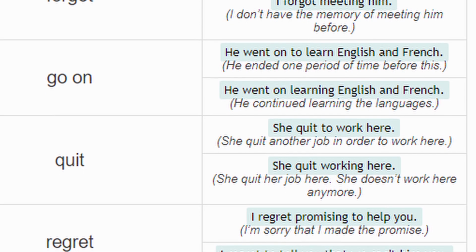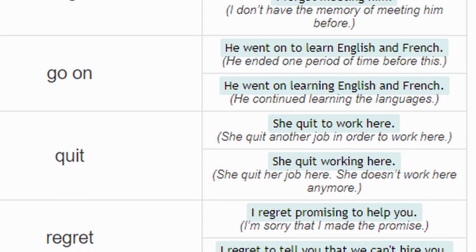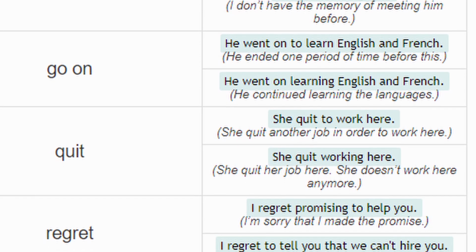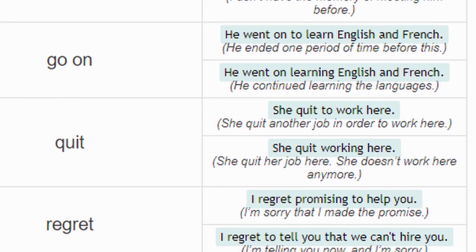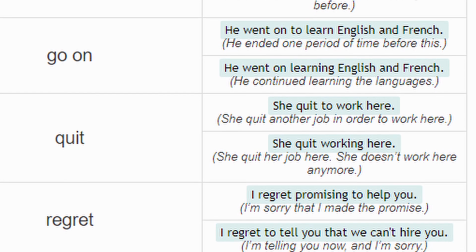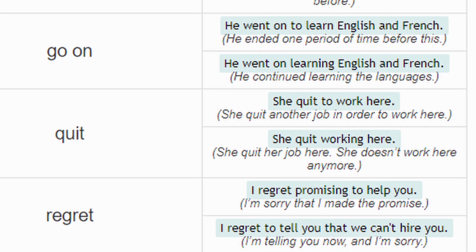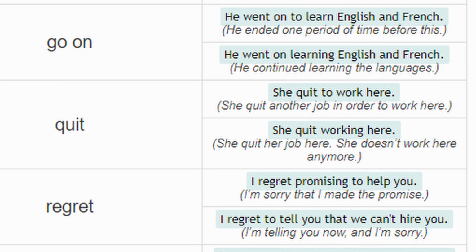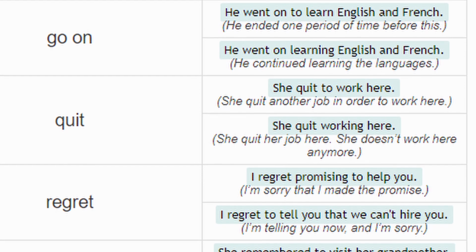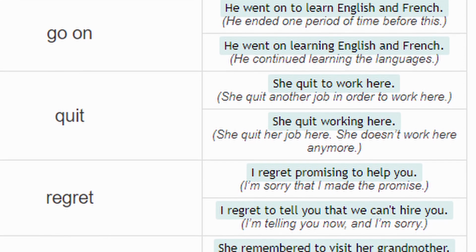For the verb go on, if we say he went on to learn English and French, this means that he ended one period of time before this. But if we say he went on learning English and French, this means that he continued learning English and French.